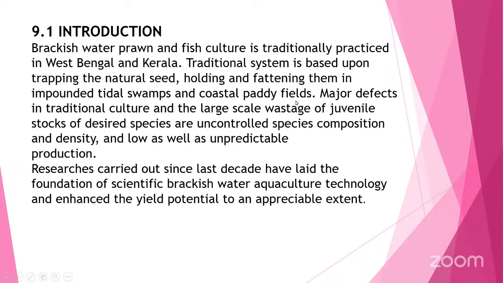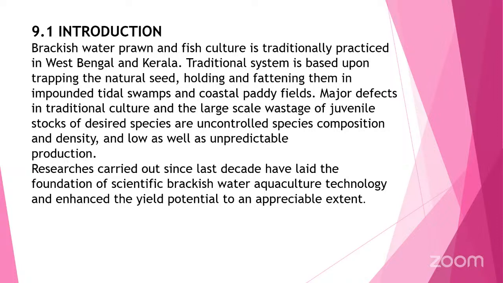Now let's get into the topic. Brackish water prawn and fish culture is traditionally practiced in West Bengal and Kerala. The traditional system is based upon trapping the natural seed, holding and fattening them in impounded tidal swamps and coastal paddy fields. Major defects in traditional culture are the large-scale wastage of juvenile stocks of desired species, uncontrolled species composition and density, and low, unpredictable production.